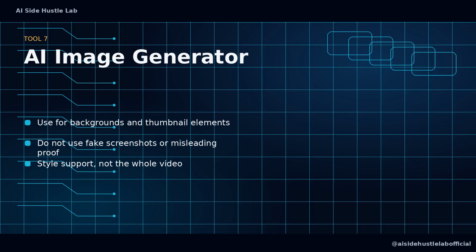Here is a simple setup. Column 1, video idea. Column 2, target viewer. Column 3, title. Column 4, script status. Column 5, edit status. Column 6, publish date. Column 7, views after 7 days. Column 8, what to improve next time.